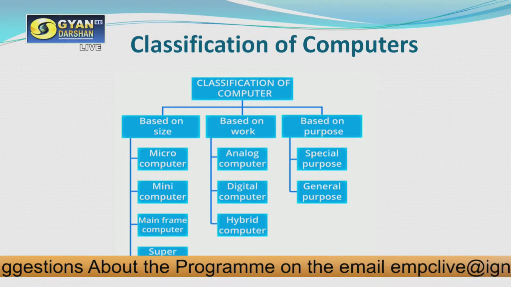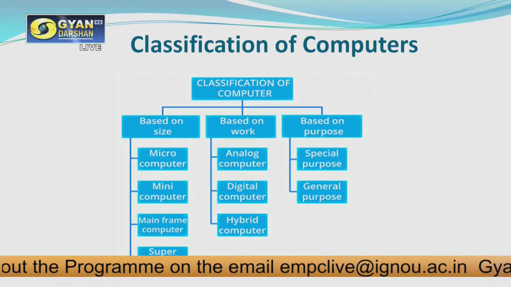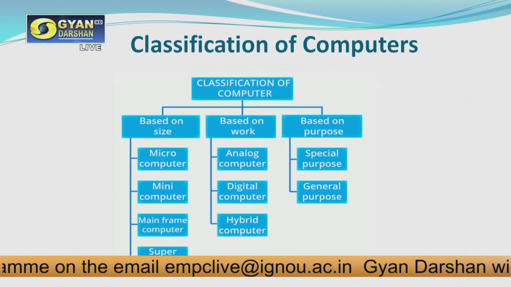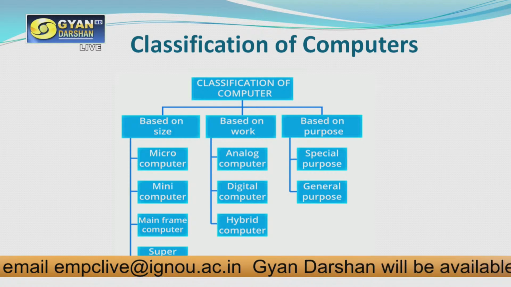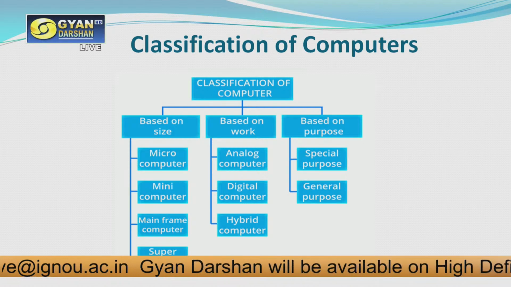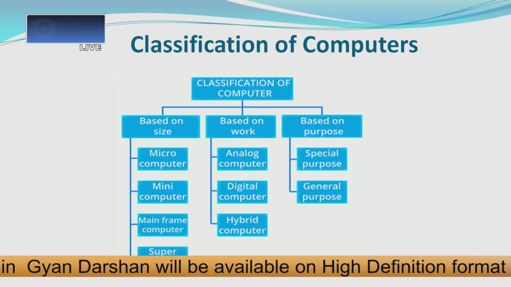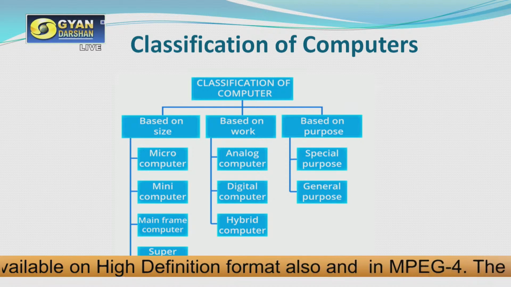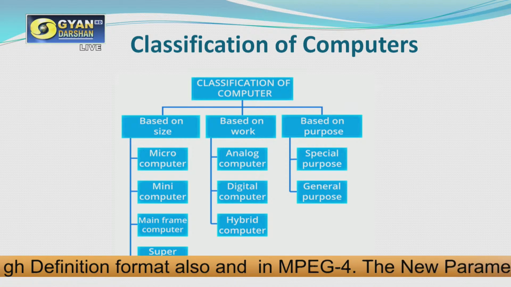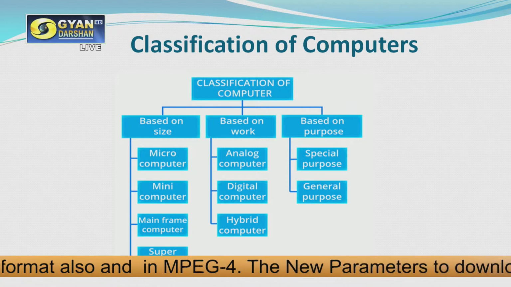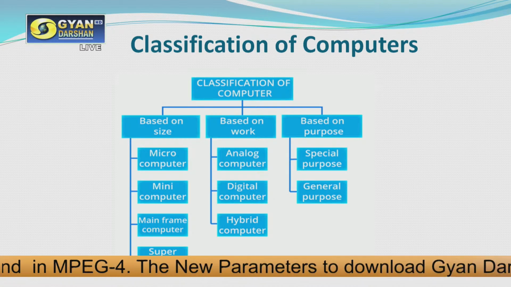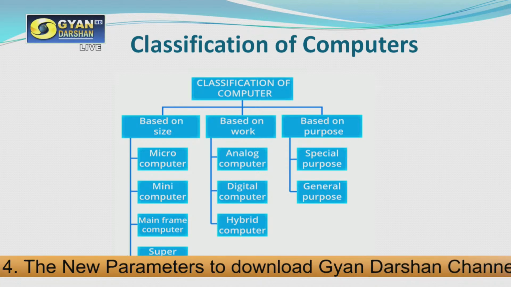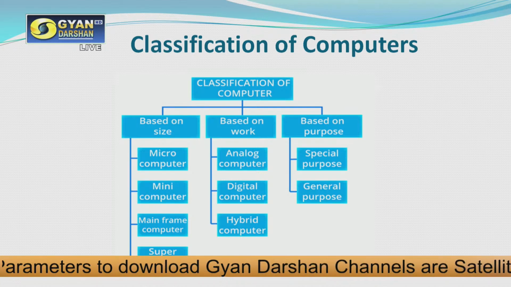And then the second one is based upon the processing it does, we can classify it into analog computer, digital computer, and the hybrid computer. And then the third one is based upon the purpose of use, we can classify the computers into special purpose or the general purpose computers. So one by one we will see how this particular classification differs and where they differ.